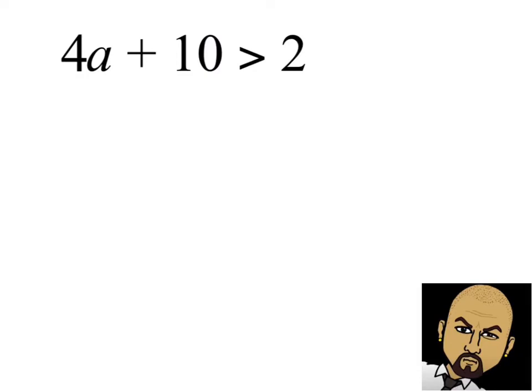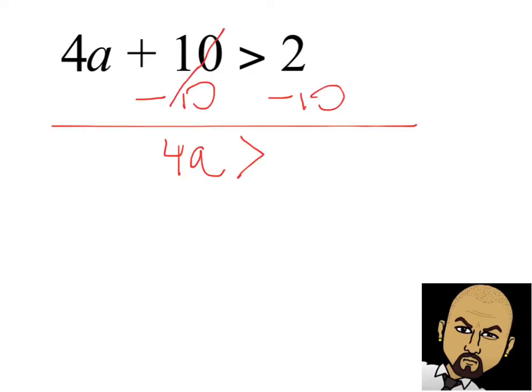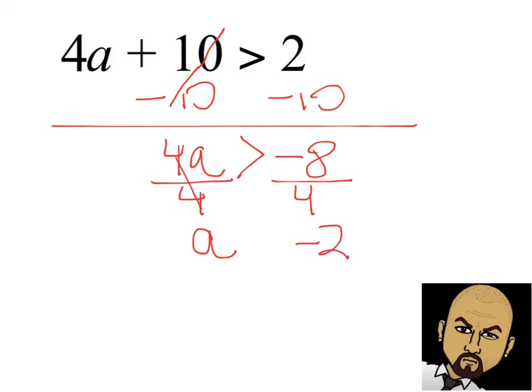Let's try another example here. 4a plus 10 is greater than 2. Again, follow the steps like equations. Undo adding and subtracting of our constant. We end up with 4a on the left-hand side is greater than 2 minus 10 is negative 8. Undo multiplying or dividing of a variable term. We're going to have to divide both sides by 4 because a is being multiplied by 4. And so on the left-hand side, 4a divided by 4 is a. On the right-hand side, negative 8 divided by positive 4 is negative 2.